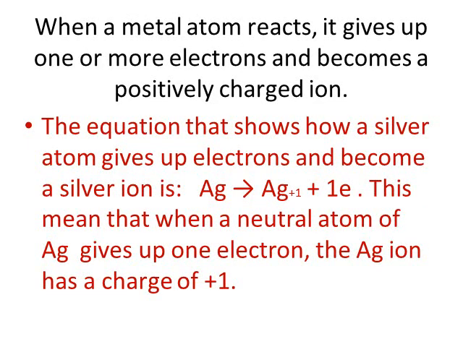First of all, I want you to know that when a metal atom reacts, it gives up one or more electrons and becomes a positively charged ion. For example, the equation that shows how a silver atom gives up electrons and becomes a silver ion is: silver Ag produces Ag+ as silver ion and 1 negative electron. This means that when a neutral atom of silver gives up 1 electron, the silver ion has a charge of positive 1.